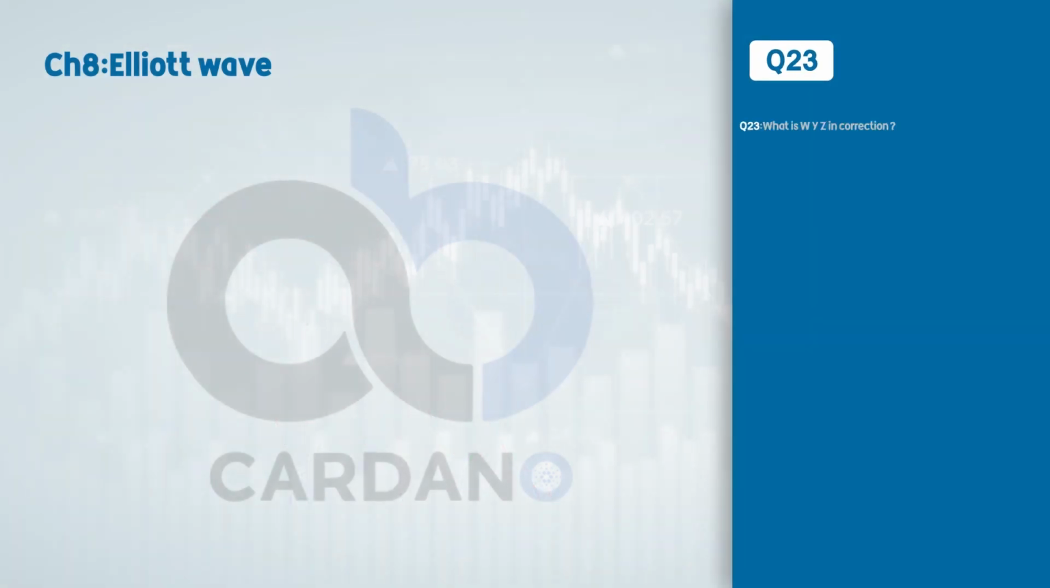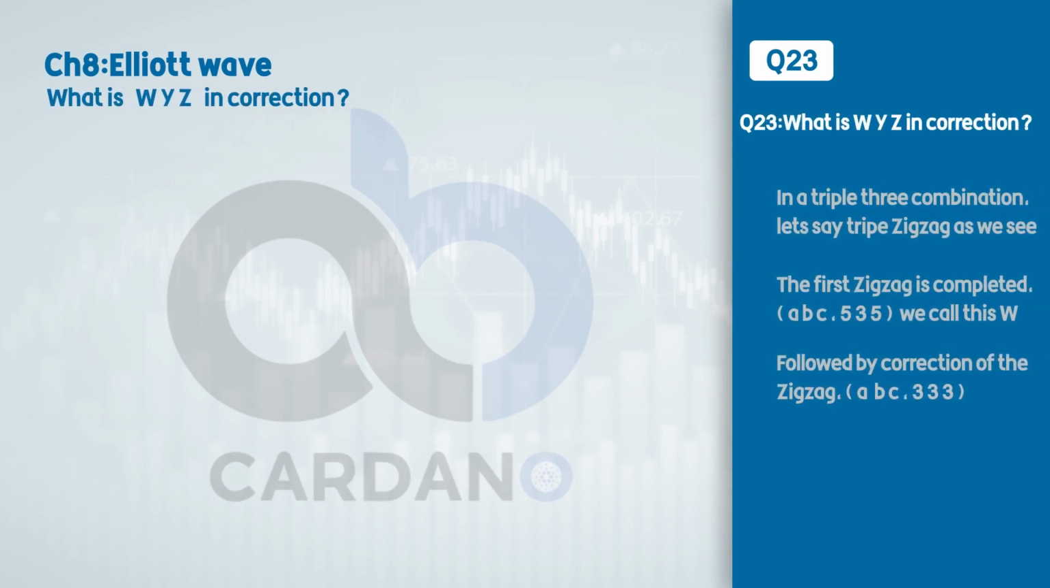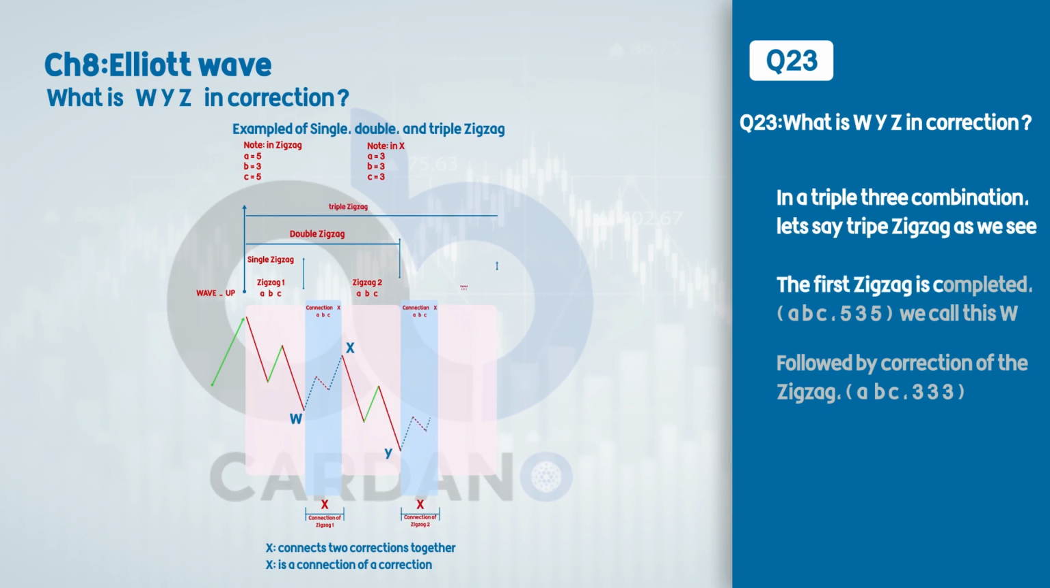Question number 23. What is WXY in correction? The answer is, in a triple 3 combination, let's say triple zigzag, as we see, the first zigzag is completed, A, B, C, 5, 3, 5. We call this W, followed by a correction of the zigzag, ABC 3, 3, 3.